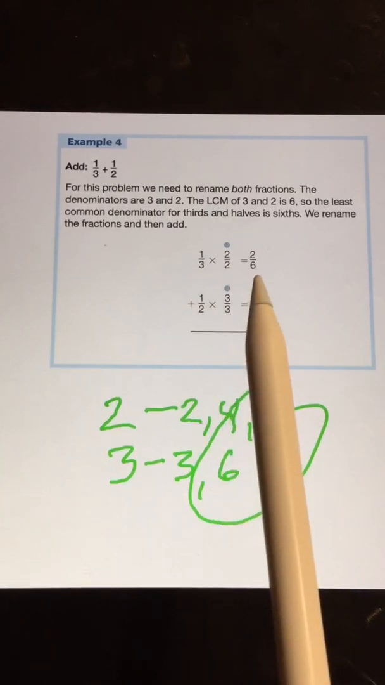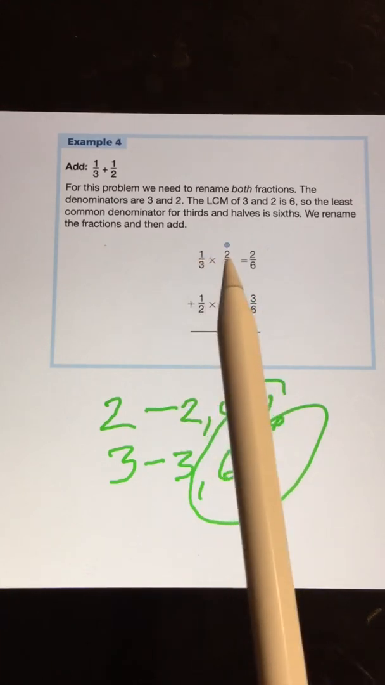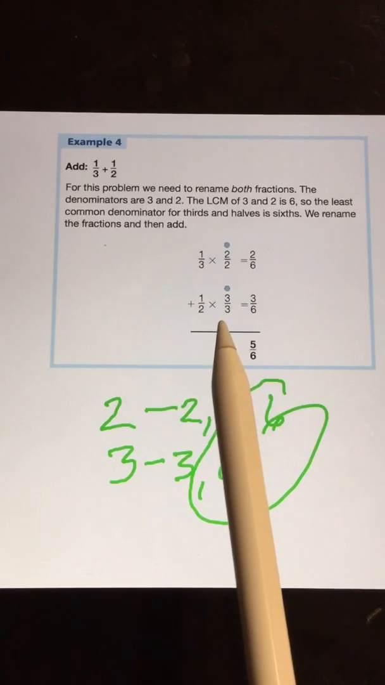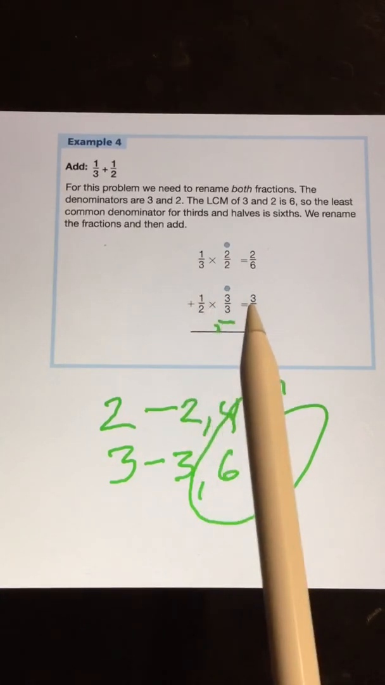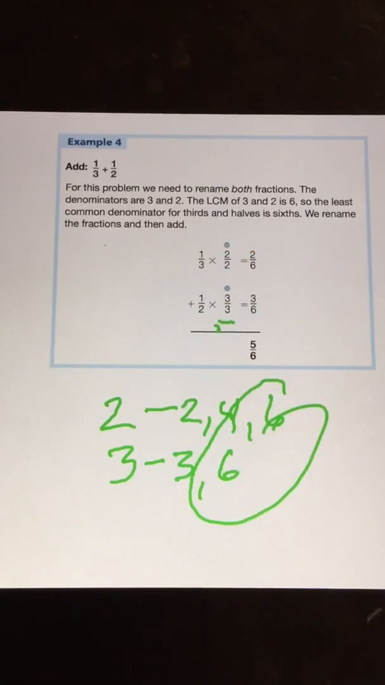3 goes into 6 2 times. 3 times 2 is 6, 1 times 2 is 2. 2 goes into 6 3 times, right? So 2 times 3 is 6, 1 times 3 is 3. Then to add those two together, I get 5/6. And that makes it much easier to add.